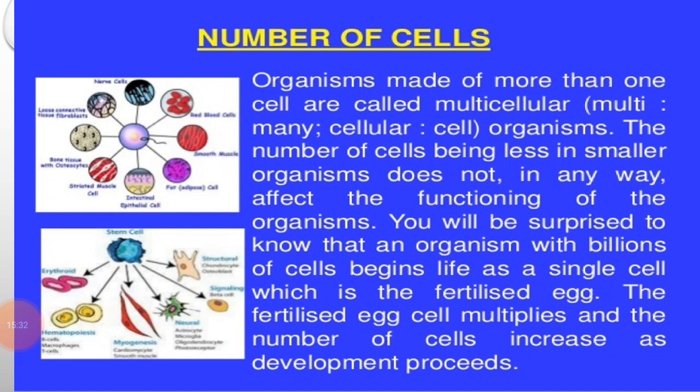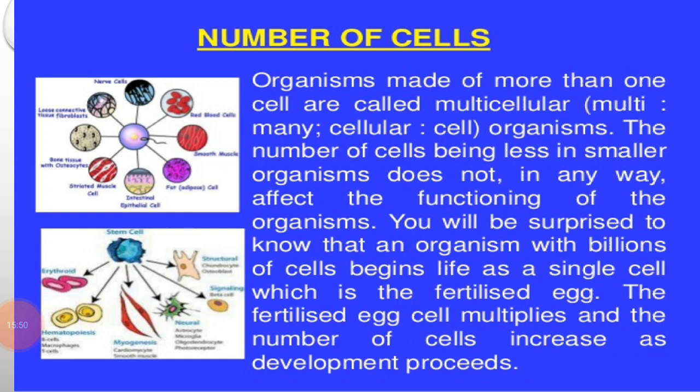The first group is of unicellular organism and the second group is of multicellular organism. Uni means single and cellular means cells. So what are these unicellular organisms? How can we define that? What are the unicellular organisms? These are the organisms whose body is made up of a single cell.